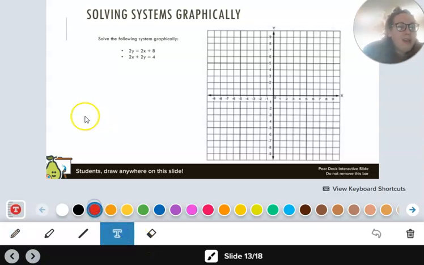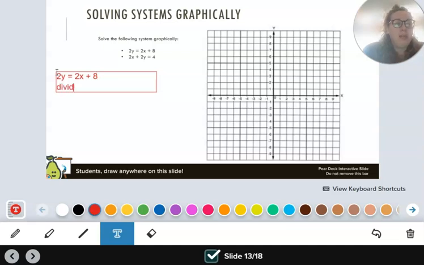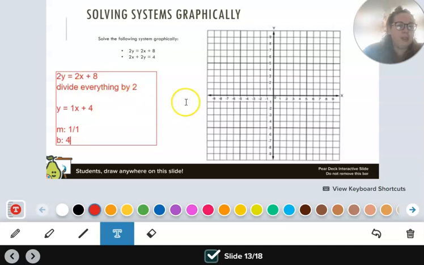For this one, though, notice that it's not in slope-intercept form yet, so we have to put it in slope-intercept form. To do that, we're going to divide everything by 2. 2y divided by 2 is just y. 2 divided by 2 is 1x, plus 8 divided by 2 is 4. Perfect. Our slope is 1 over 1, and our y-intercept is 4.